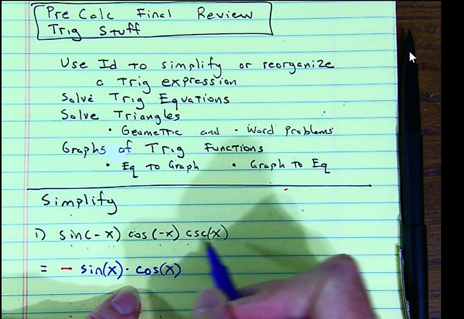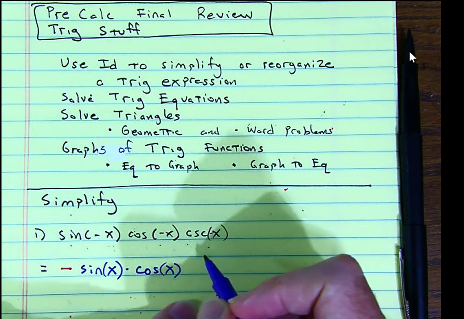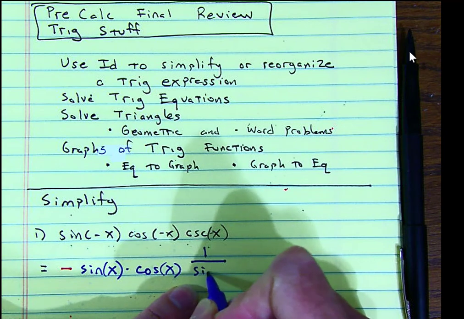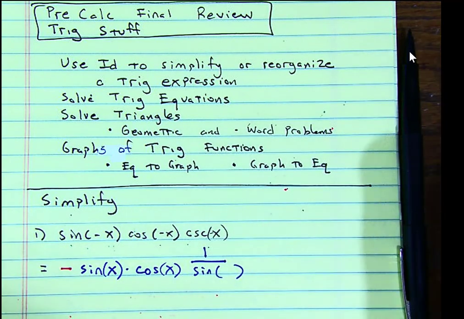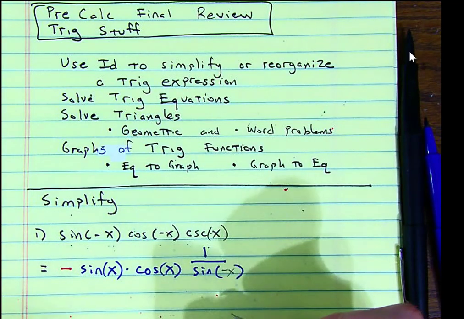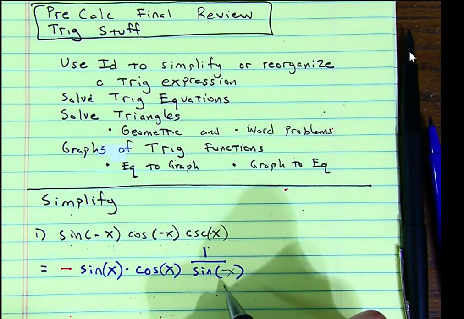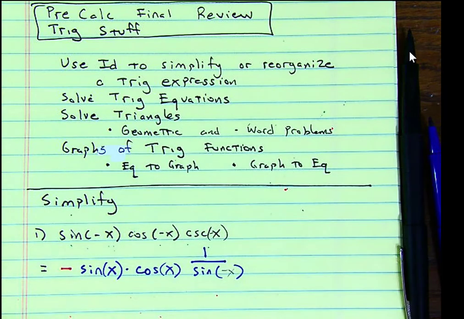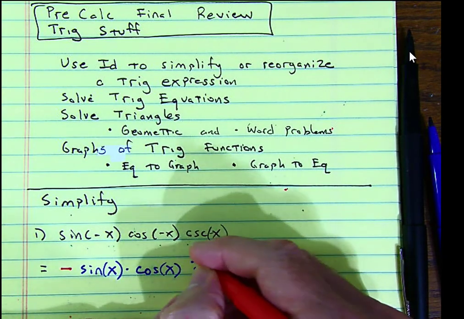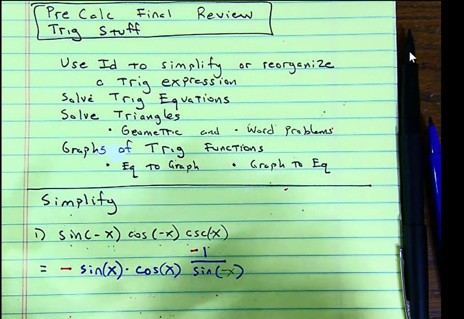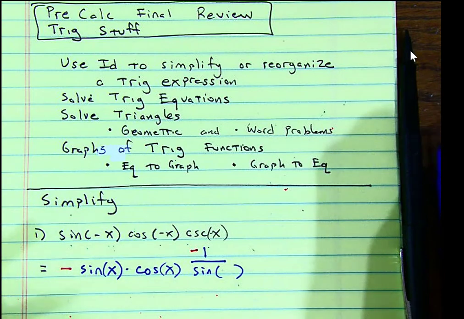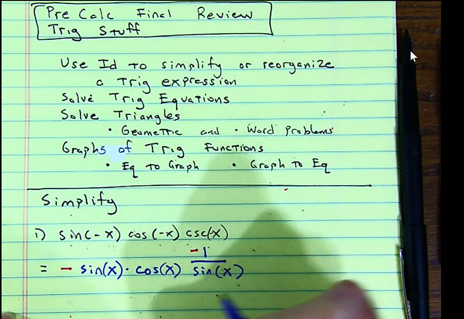And cosecant, I'm going to do two things here, because cosecant of negative x equals 1 over sine of negative x. But sine of negative x has that same identity here. So I'm going to rewrite this sine of negative x as negative sine of x. And so we just use those identities.